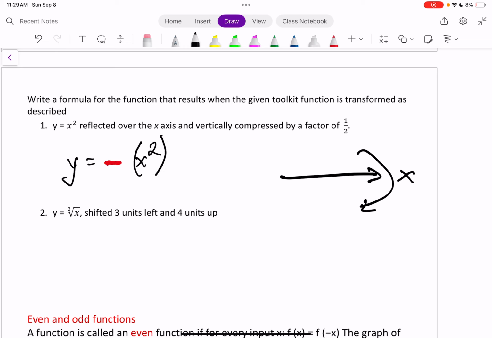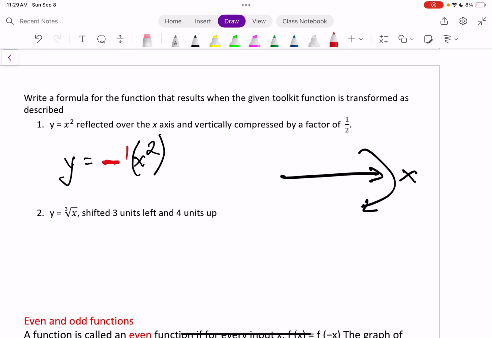So put a minus to the x squared. All your y's become now negative. And then vertically compressed by a half. So that means vertically, we multiply all the y's by a half. So it's just simply compressed into half as high as it used to be. That's it.